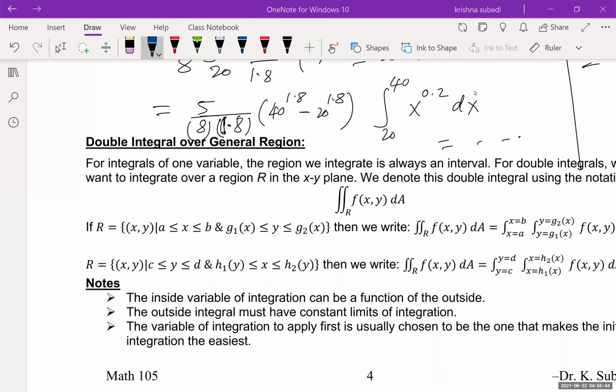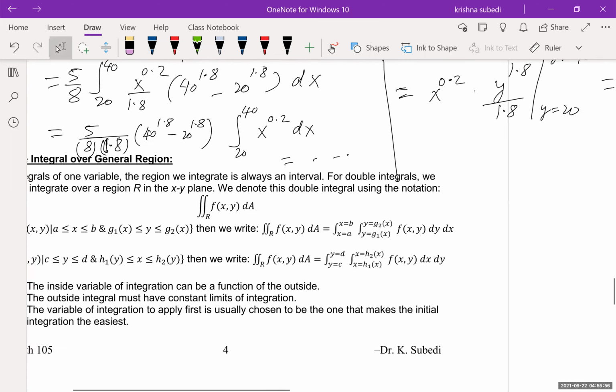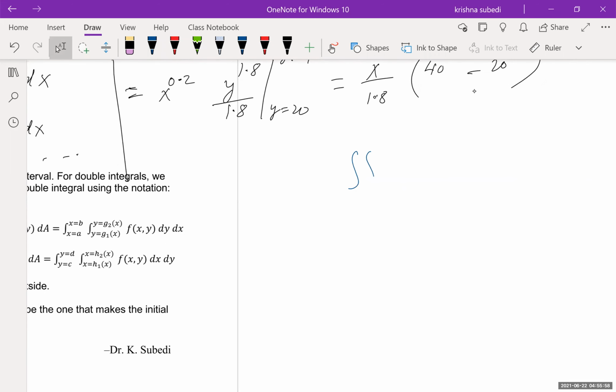Okay, this is just the continuation of this double integral. In our last class, we discussed double integral over the rectangular region. What we did in our last class was that when we are given a double integral, like let's say 1, 2, let's say 0, 3, for example, and we have xy dx dy.